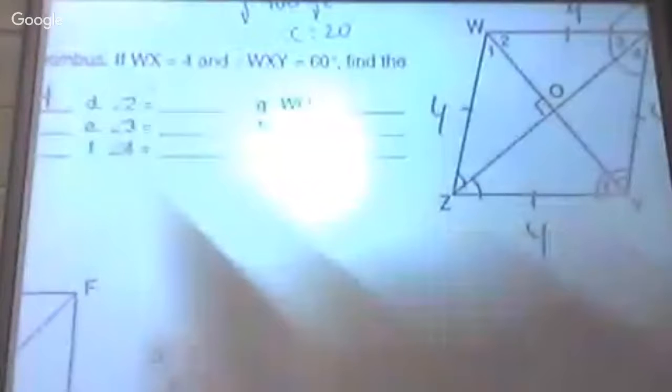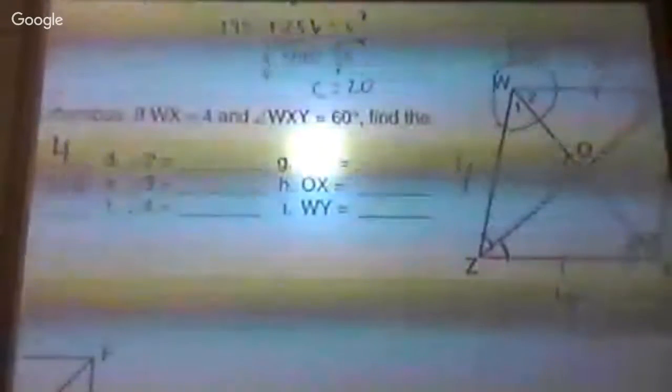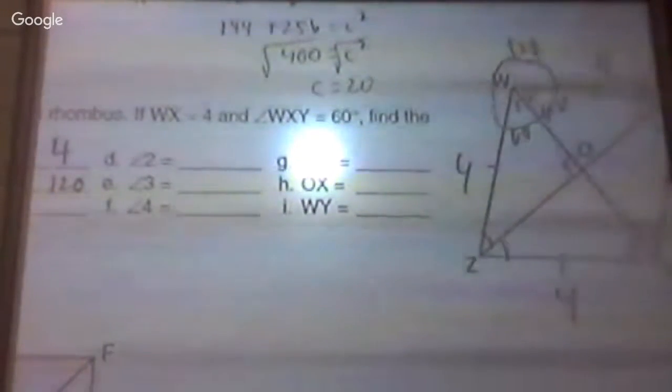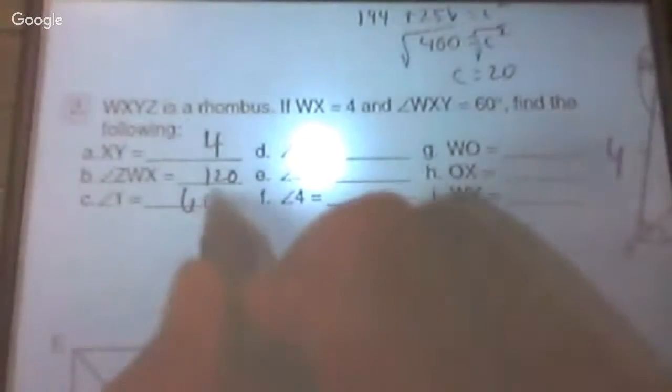XY. Oh, we're looking for XY. Oh, we know what XY is. 4. Angle CWX. If this one's 60, the consecutive angle is 120, because they add up to 180 in a parallelogram situation. If this angle is 120, how much is each one of these? Well, remember, in a rhombus situation, the diagonals bisect this. So these are both 60s. So therefore, angle 1 and angle 2 are both 60 degrees.